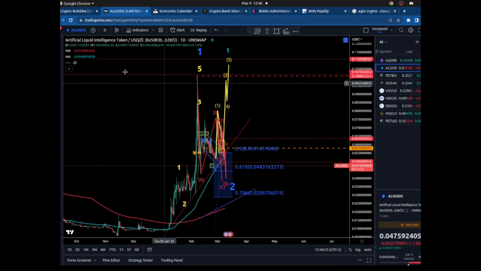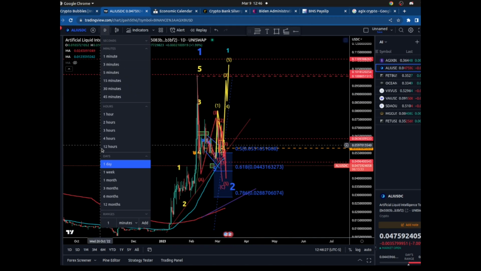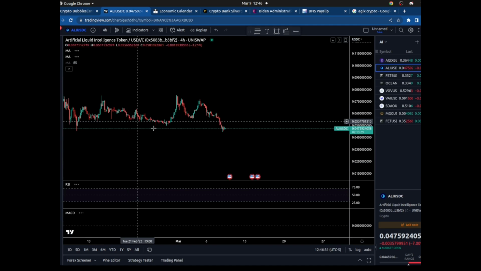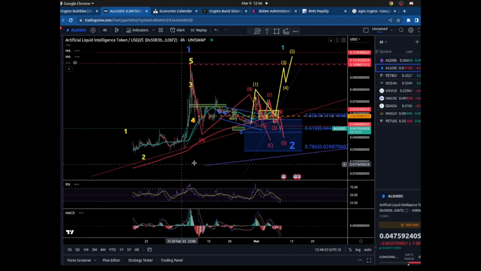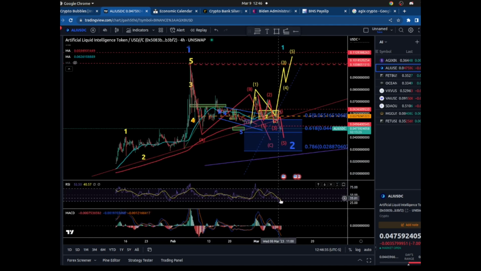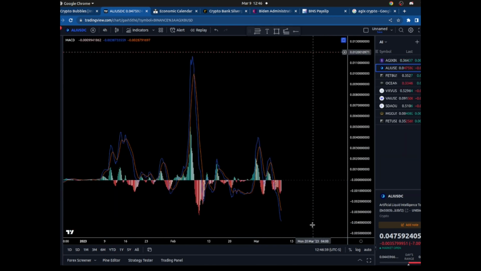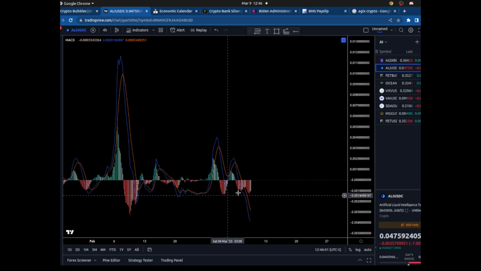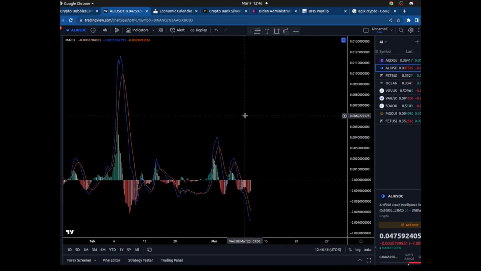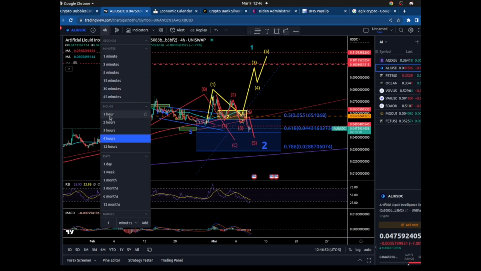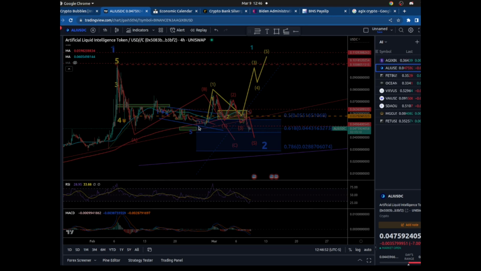Alright, so let's try to scale in a little bit. To have an idea, let's go to the 4 hours and see the indicators at that level. So RSI still in the decline, and MACD as well. Yeah, we're still in negative momentum. Now let's go to the 1 hour chart and see in the short term what's the tendency.